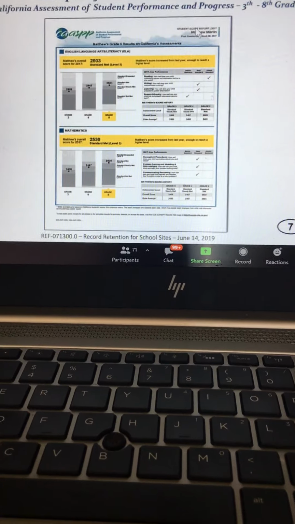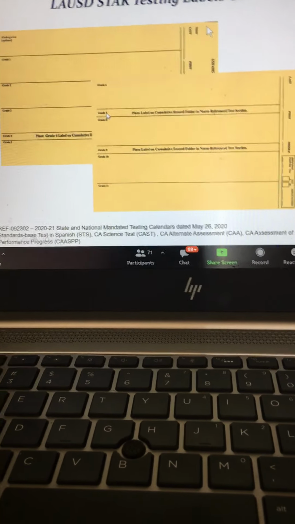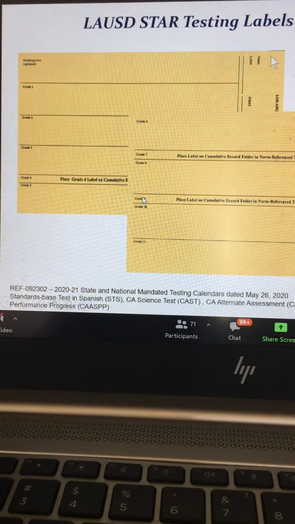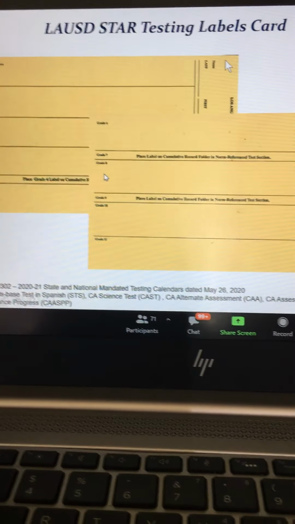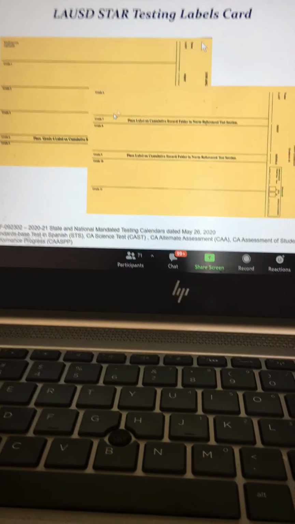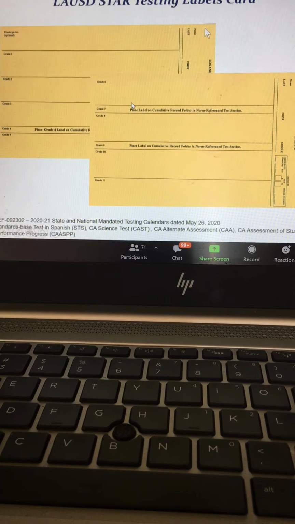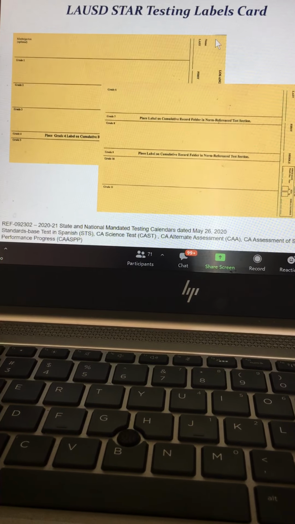Notice how, if we already saw the sample of the CUM, it indicated that the STAR testing label for 7th and 9th grade are posted on the CUM, so we saw that. But the most important thing, my message to you, is if the CUM contains the STAR testing label card, leave it in the CUM because it's a permanent record.